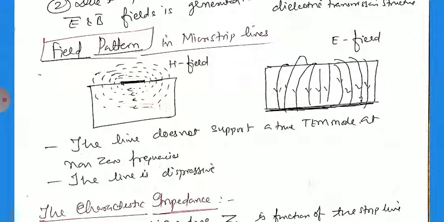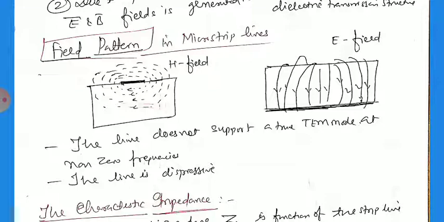In the microstrip lines, we say that the electric field is from the top to the bottom, and this is the direction of it, and similarly the magnetic field is in circular form. So these are the field patterns for the electric and magnetic fields. The lines do not support a true TEM mode at non-zero frequencies. The line is also dispersive.